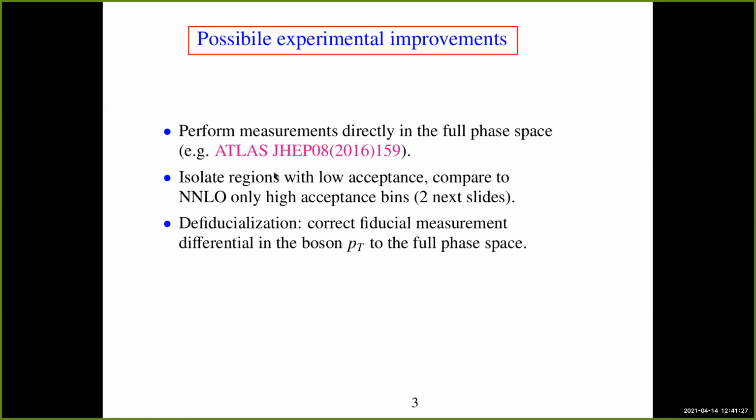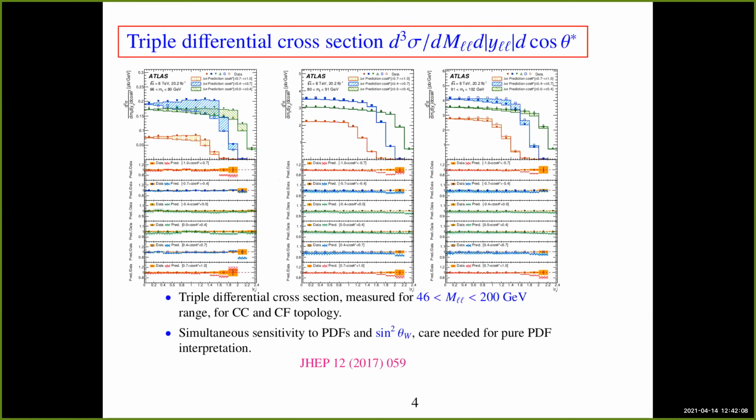The second approach would be to separate regions which have low acceptance and to perform comparisons to fixed order QCD only for high acceptance regions. This is actually again possible, and it probably gives you almost the whole solution, because exactly these high acceptance regions are also more accurate in data compared to the rest. And finally, there is the solution to correct the fiducial measurements, which is provided by differentiating in the boson PT, to the full phase space.